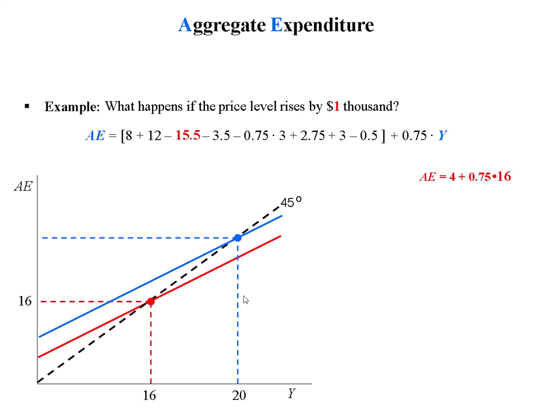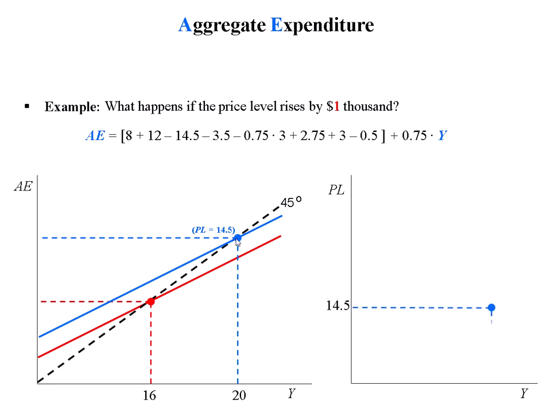Okay, so what happened here? The price level rose by 1,000. GDP fell. The amount of money people are spending on final goods and services fell from 20 trillion to 16 trillion. That's the law of demand in a macro sense. So at this dot here, where the price level is 14.5, GDP was 20. At this point, the price level is 15.5 and GDP is 16.